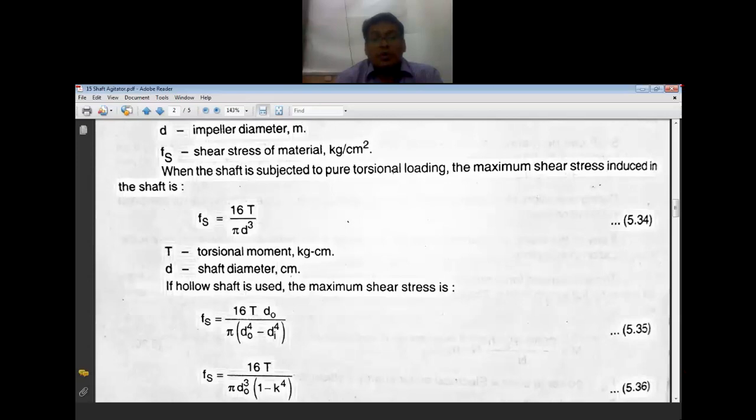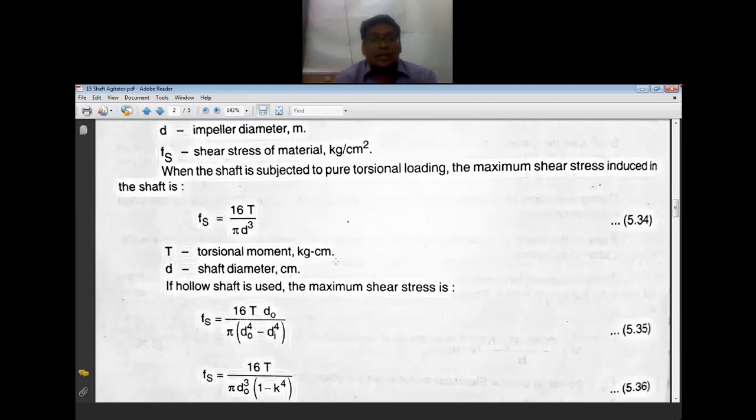Now, the case of a hollow shaft. So Fs is equal to T upon pi do raised to 4 minus di raised to 4 upon do into 16. So this is the situation to calculate the shear stresses in a hollow shaft with pure torsional loading. Only pure torsional load has been taken into account.